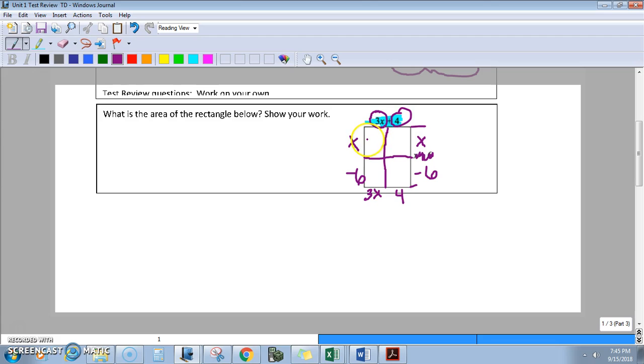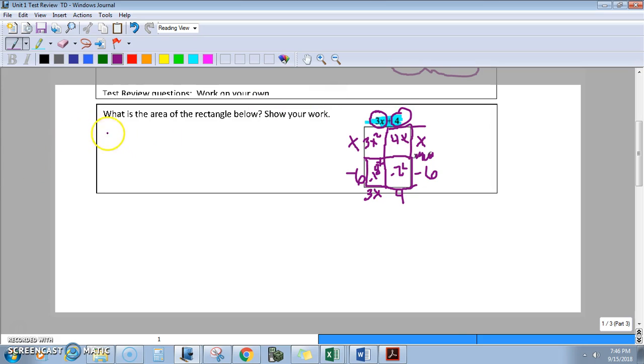So 3x times x is 3x squared. And then 4 times x is just 4x. Negative 6 times 4 is negative 24. And negative 6 times 3x is negative 18x. Now we just need to add those like terms together.